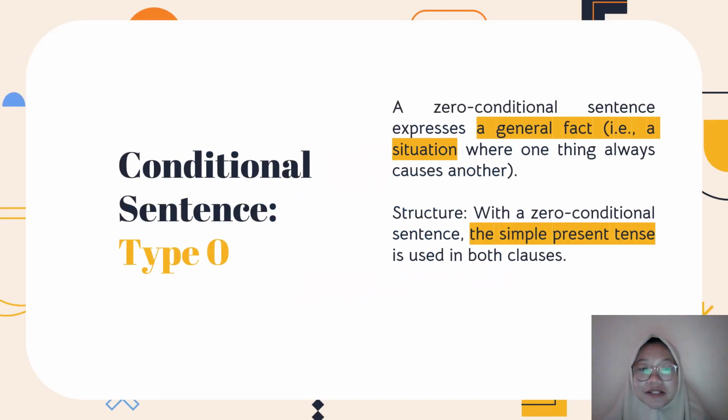Okay, next we are moving on to the next slide. It's about conditional sentence type 0. A zero conditional sentence expresses a general fact or a situation where one thing always causes another. So here's the structure. With a zero conditional sentence, the simple present tense is used in both clauses. As we know, a sentence is divided into two clauses. The first one is the main clause and the second one is the subclause. In the main clause we use simple present tense and in the subclause we use simple present tense too.